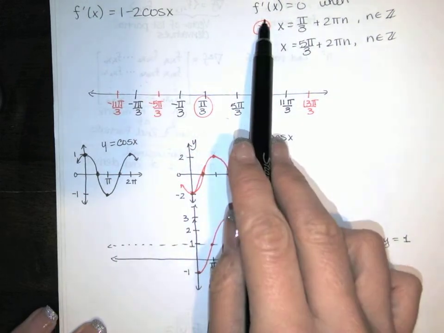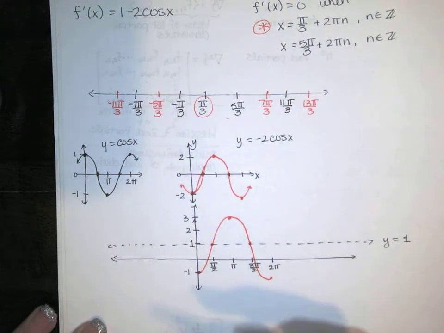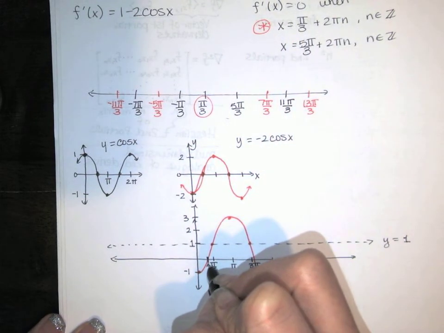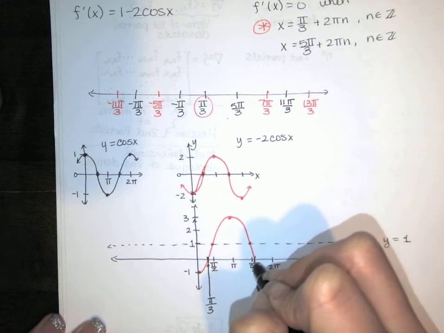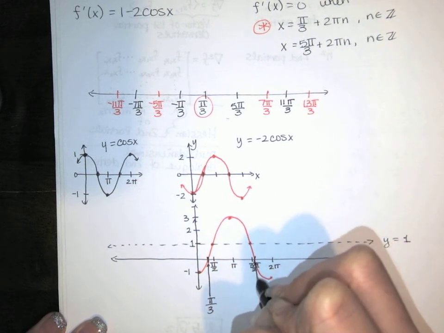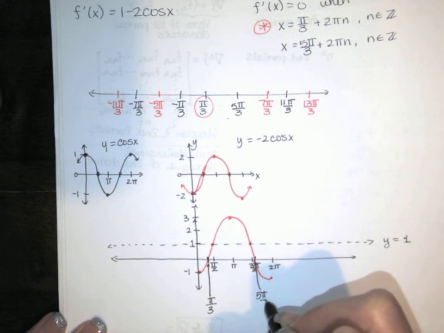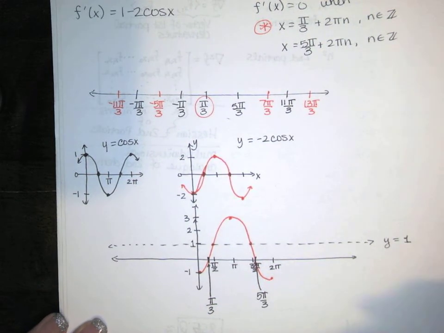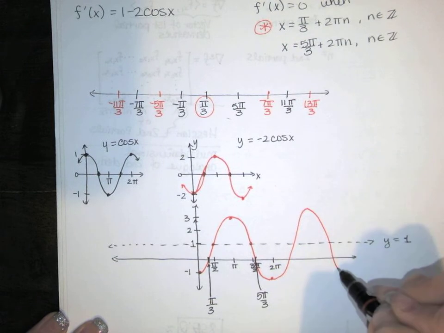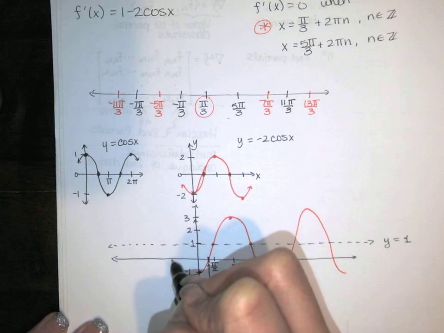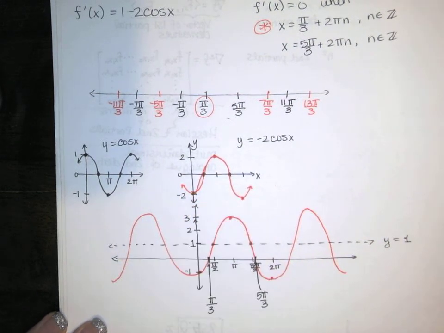Now, if you're saying to yourself, how is that going to help me? Well, remember, f prime is 0 at pi over 3 and 5 pi over 3. So even though it looks bad, that's actually pi over 3, and this is not to scale, obviously. That's 5 pi over 3. And the pattern continues. So it's going to look like this. I think we can see what's going to happen.